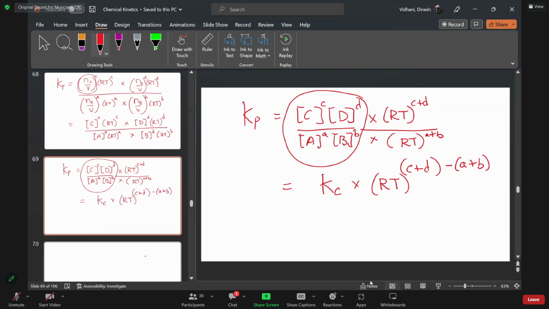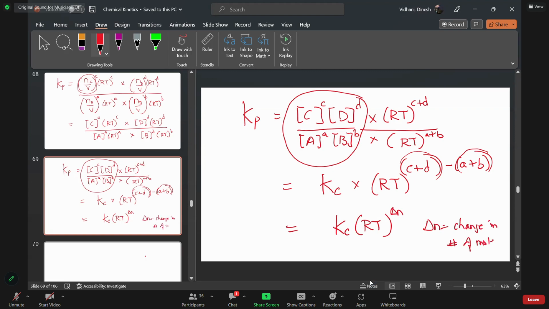Now, what does it mean? The total number of moles on the product side minus the total number of moles on the reactant side. That's what it means. So essentially, we are looking at the change in number of moles when you go from reactant to the product side. That's what you are looking at. So I can say Kp is Kc times RT raised to delta n, where delta n equals the change in number of moles. So this is the classic equation for how to convert your Kc into Kp and the other way around. So far, so good? Any doubts so far before I go to the next topic?